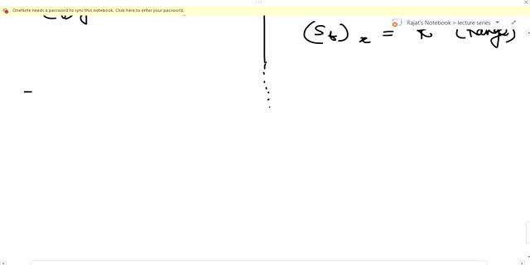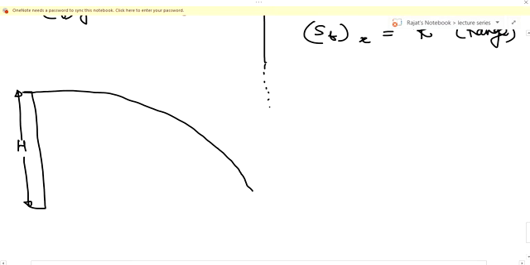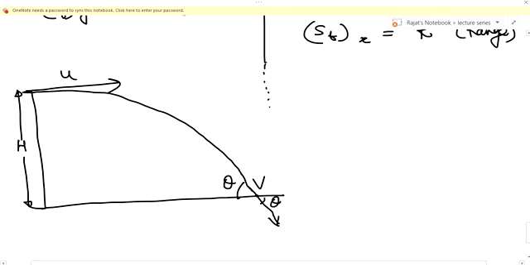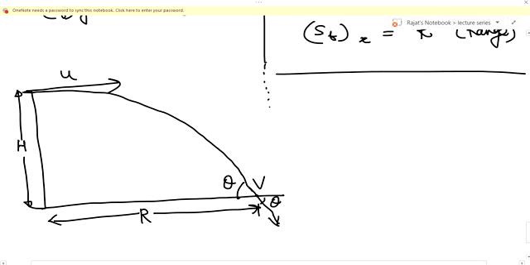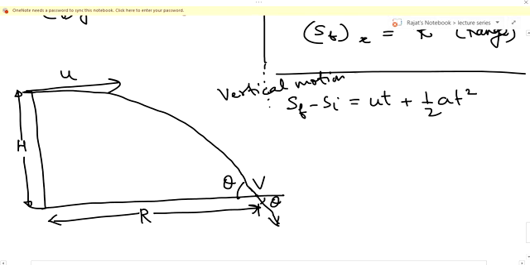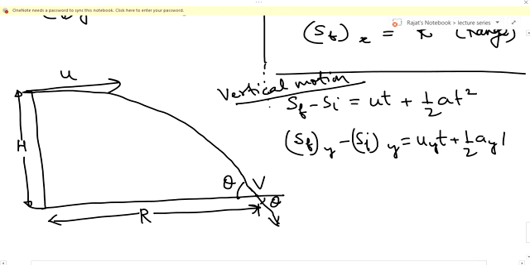Okay, so again let me draw the diagram. This is the height h, this is how the ball has been thrown, this is the trajectory. This is how the ball is hitting, the angle, final velocity, initial velocity, and this is the range. Let us talk about the vertical motion. For vertical motion, let me write the equation of kinematics. We know SF minus SI is equal to UT plus half AT square. I am writing for vertical motion, so this equation will become SFY minus SIY is equal to UYT plus half AYT square.